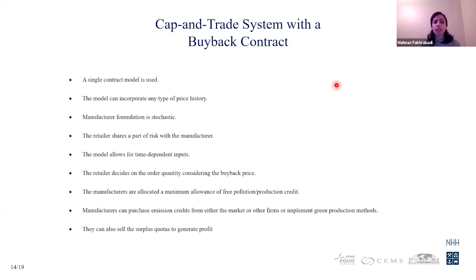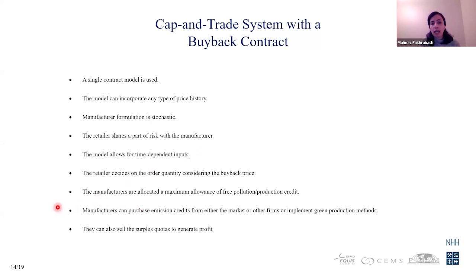As I said, I also checked a single contract for a cap and trade system with a buyback contract. I also use a single contract model here. The model can incorporate any type of price history, long or short term. Here, because of the form that we have for the buyback contract, the manufacturer formulation is stochastic. And by a buyback contract, the retailer shares part of the risk with the manufacturer. The model allows for time-dependent inputs, and the retailer decides on the order quantity considering the buyback price. So we have retailer price and order quantity as decision variables for the retailer, and we have buyback price and wholesale price as decision variables for the manufacturer.